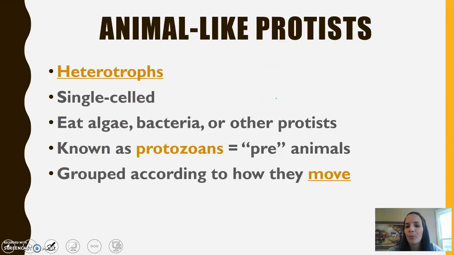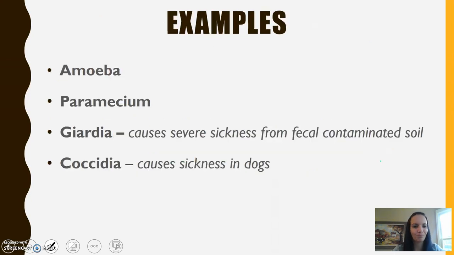Let's first talk about the animal-like protists then. Like we said, they're heterotrophs, they're single-celled, and they eat other things like algae, bacteria, or other protists. Another term you need to be familiar with is the term protozoans, which essentially means pre-animals, and this is what animal-like protists are referred to. Also important to know, these specific protists are grouped based on how they move. We're not going to get into the phyla with this course, but if you ever take another biology course, you will learn about all the different phyla, and they are all grouped based on whether they move with a flagella, cilia, or this really cool thing called a pseudopod.